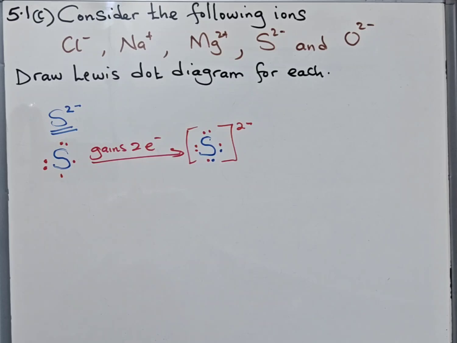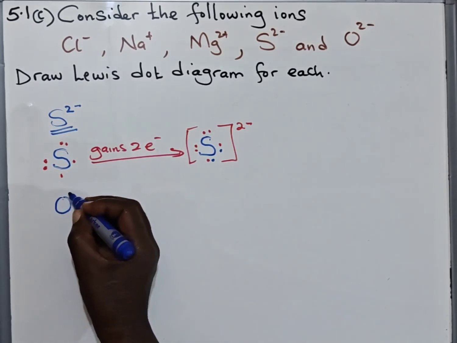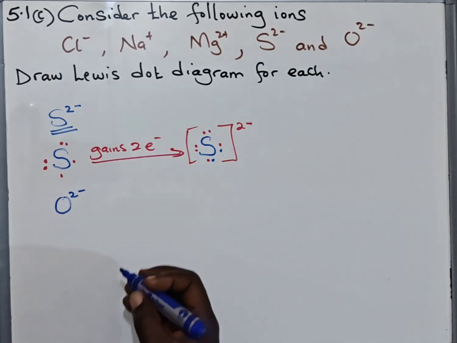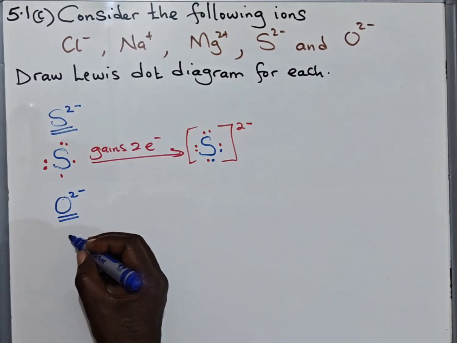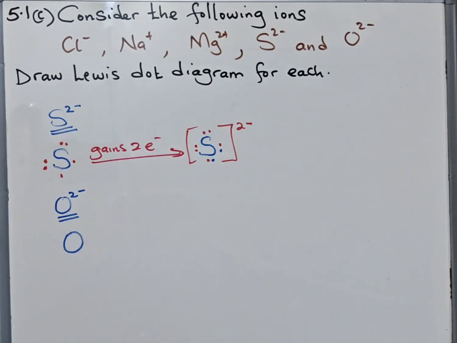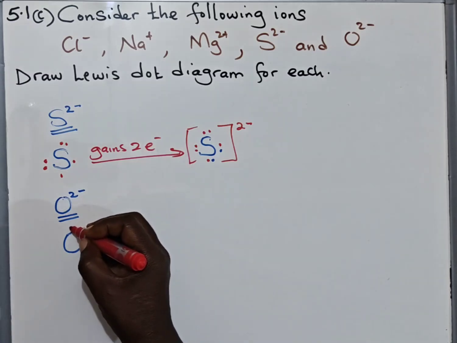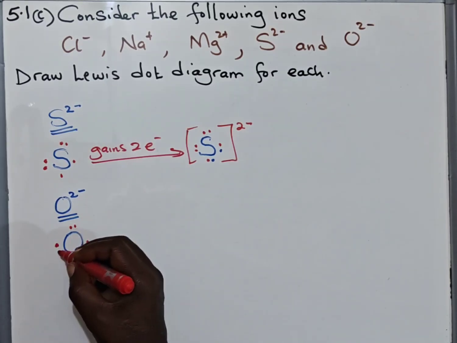Then lastly, we have our oxide ion. How do we approach this one? You start by representing the Lewis dot structure of oxygen. Oxygen belongs to group 16, so it has 6 electrons in the outermost shell. So we have 1, 2, 3, 4. Then we pair 5, 6.